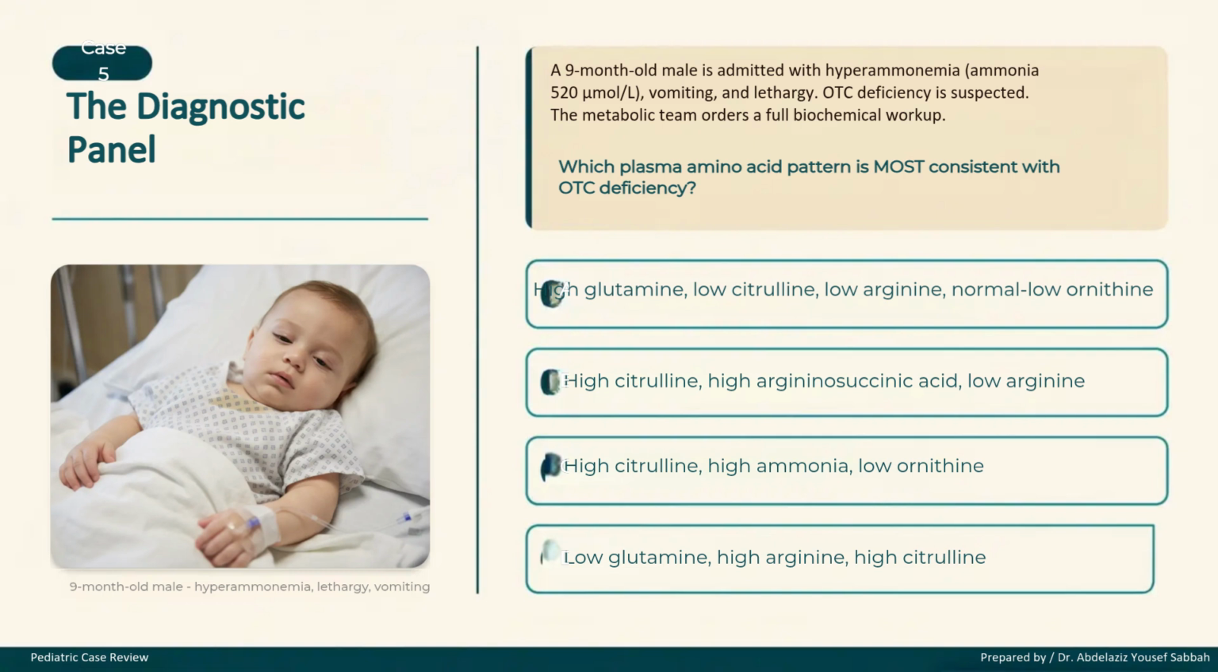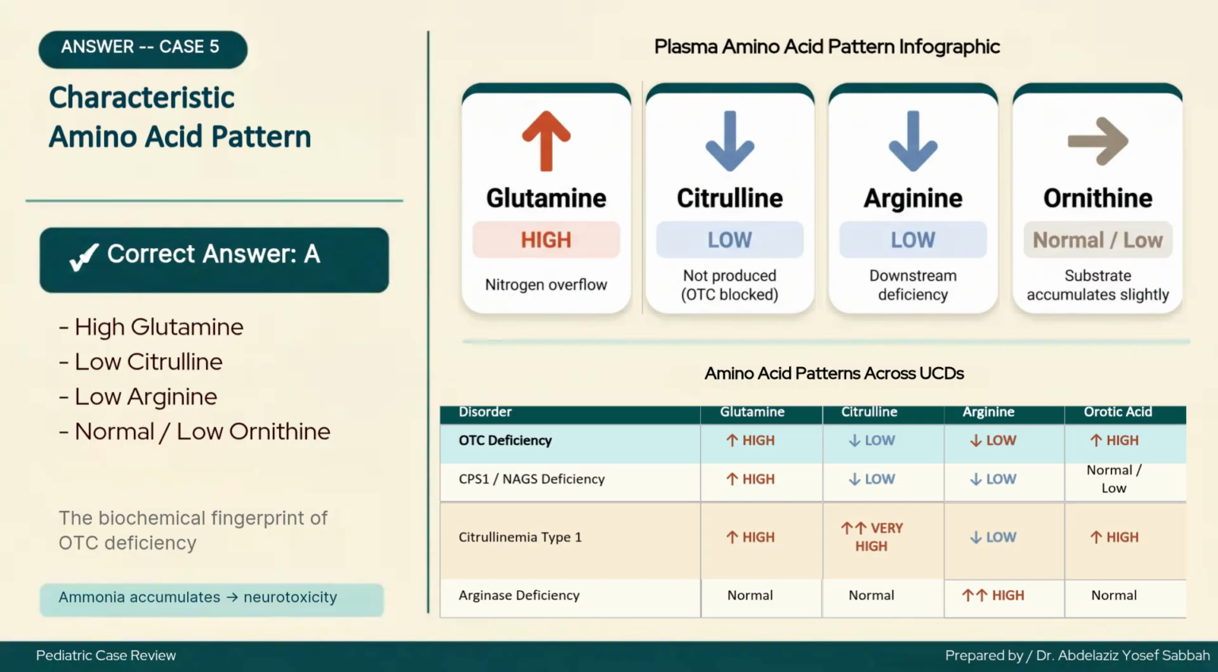OTC deficiency is suspected, and the team sends a full plasma amino acid panel. Which pattern best fits OTC deficiency? Read the 4 options carefully. The direction of each amino acid matters. The answer is A. High glutamine, low citrulline, low arginine, normal to low ornithine.